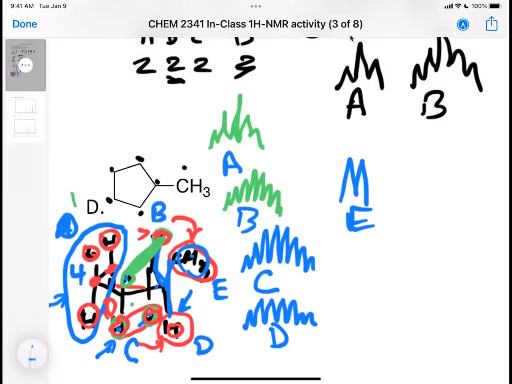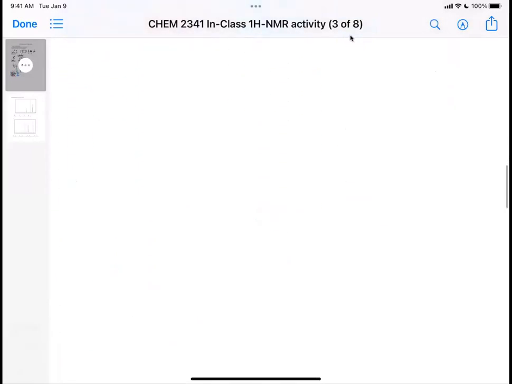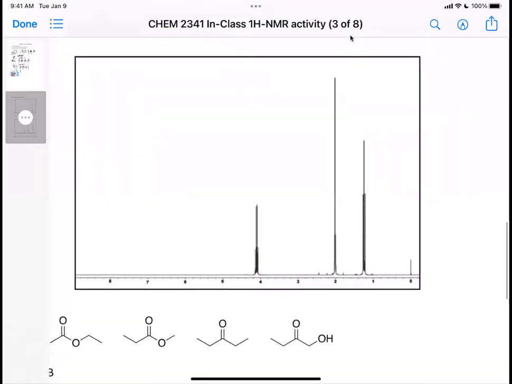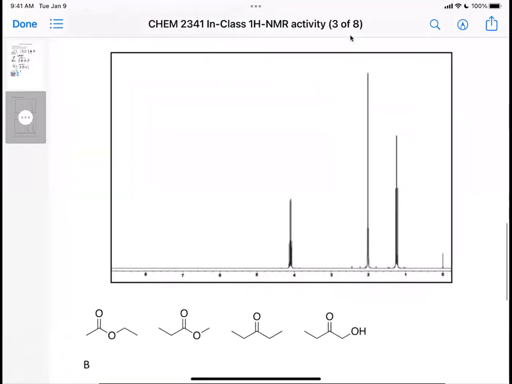Okay, questions on that? This is the hardest one. I do not do this on exam. I only show you to demonstrate the spatial uniqueness of it. Okay, so let's go the other way. Let's look at a NMR and see if we can pick which compound it is.